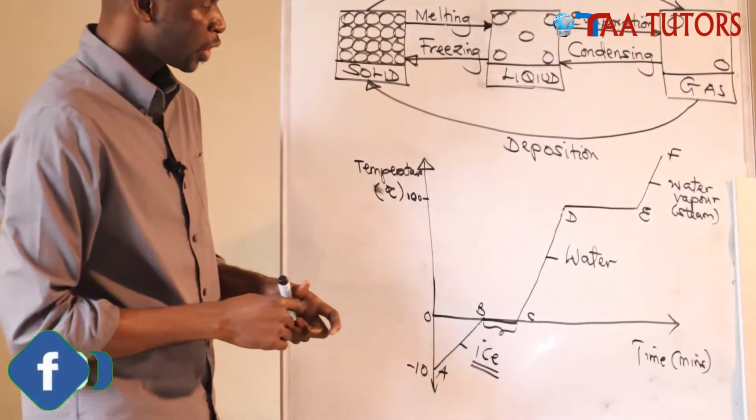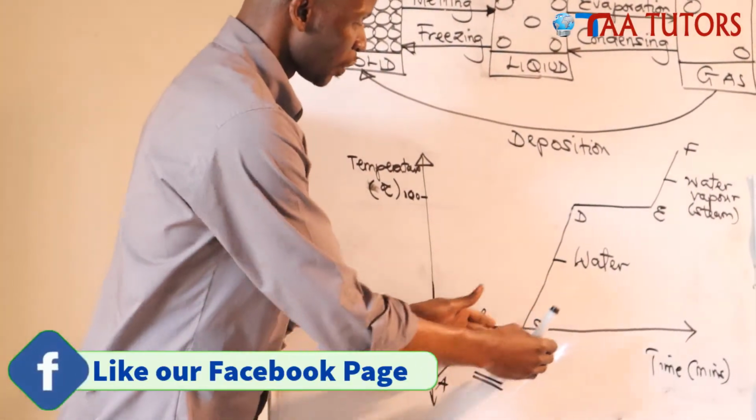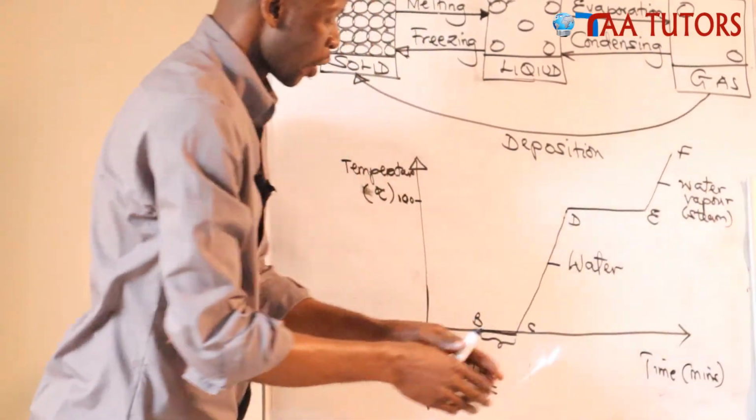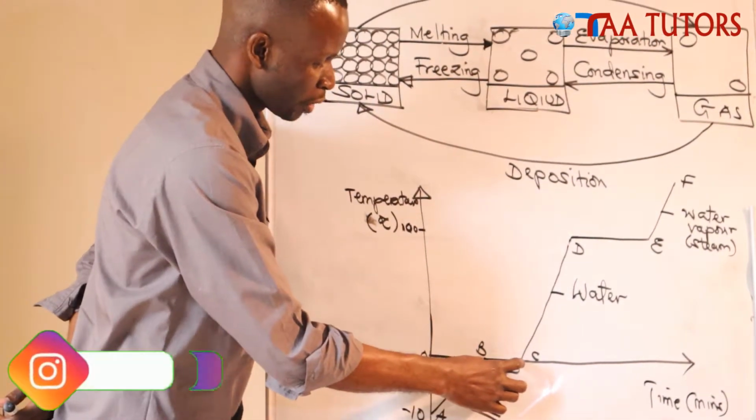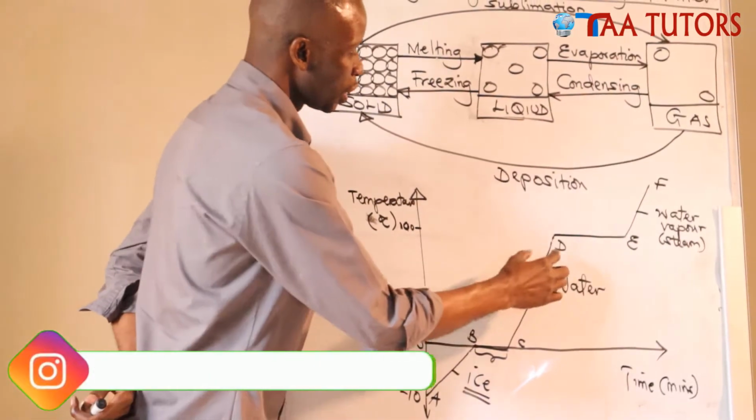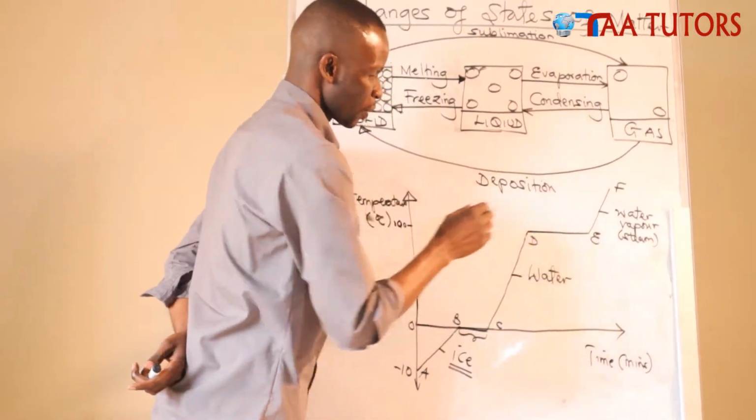So we have these changes of state of matter. The solid is here, the liquid here, the gas is here. What is happening here? This is melting. Between B to C, that's melting. Between D to E, that is evaporation.